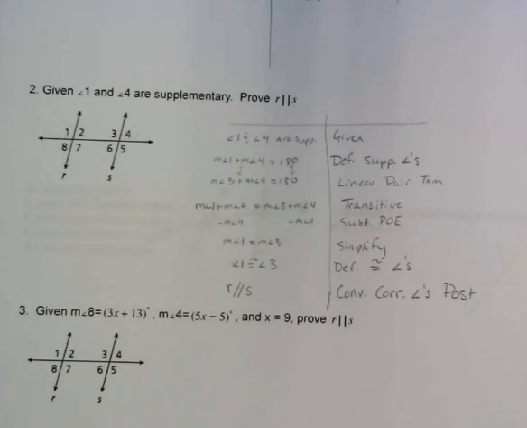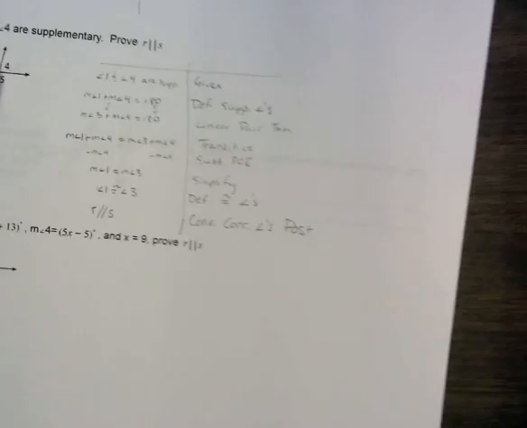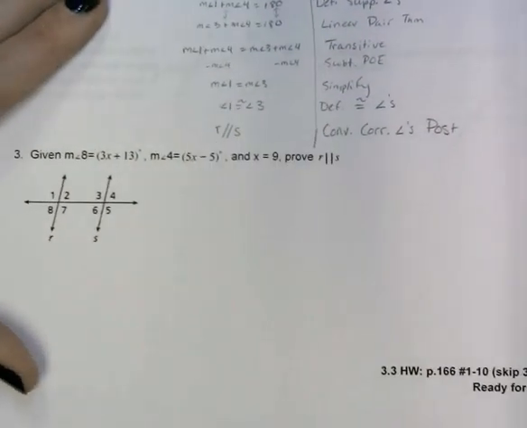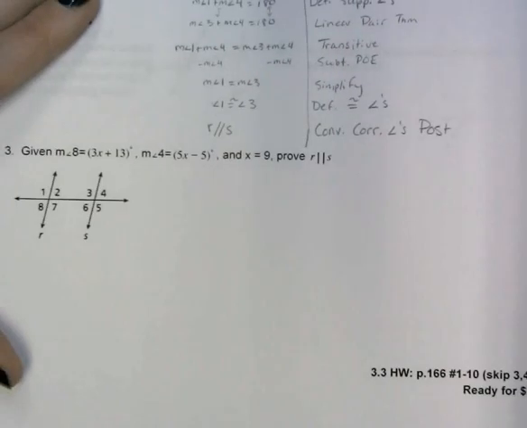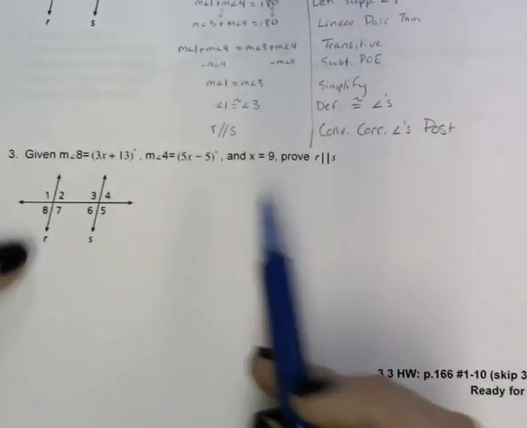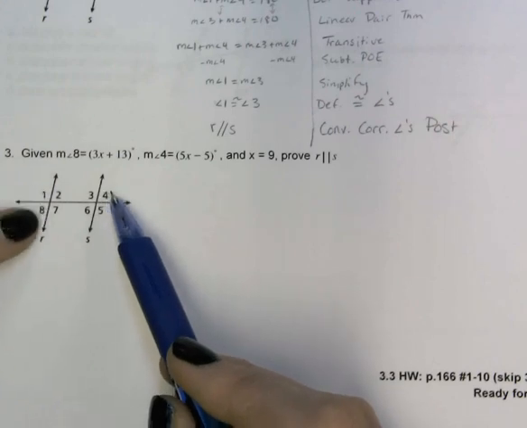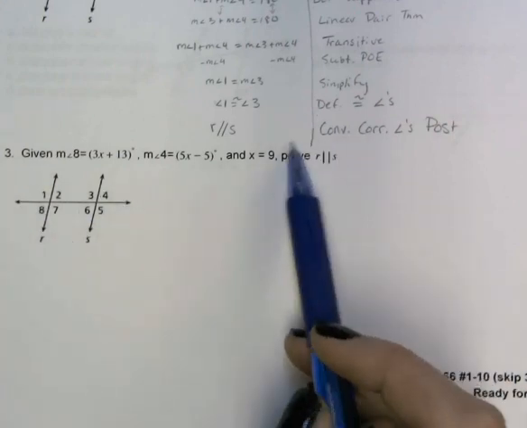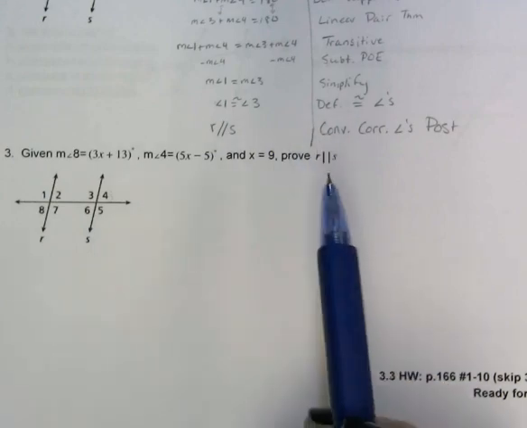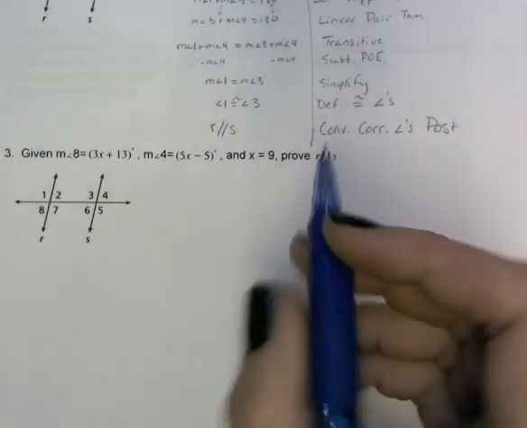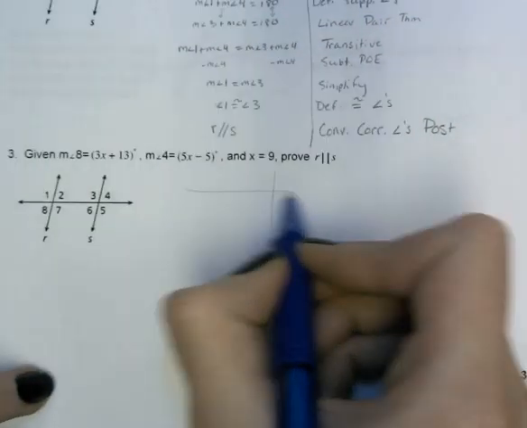All right, awesome. Okay, we've got one last one here where we're going to use the converse as well. So in this one, I'm given measure of angle 8 and measure of angle 4. Those are alternate exterior angles. So if I can show that those are equal, then I can prove that R is parallel to S. Okay, so that's my goal. Show that those are congruent.